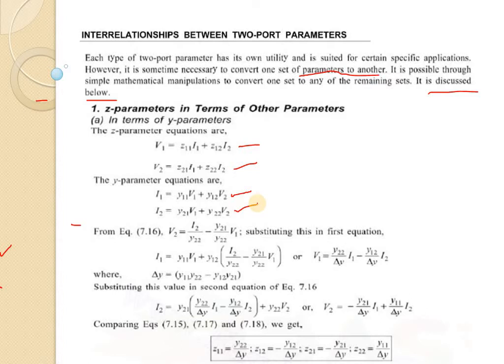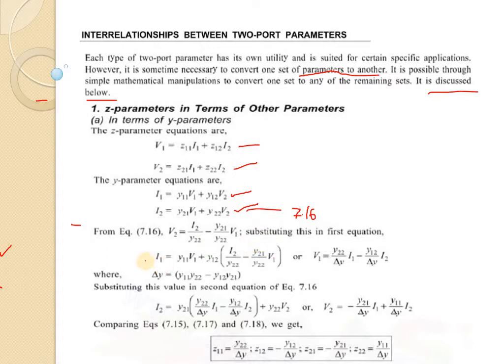So from the second equation, we can write that V2 equals I2 by Y22 minus Y21 by Y22 into V1. This is equation 7.16. We have used this relation for doing these calculations.